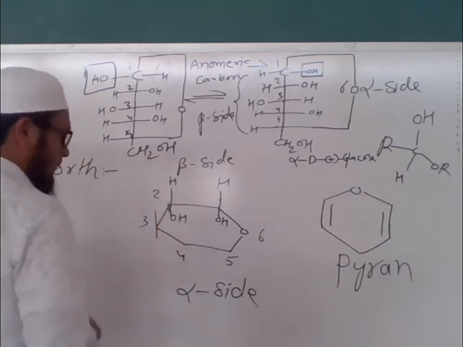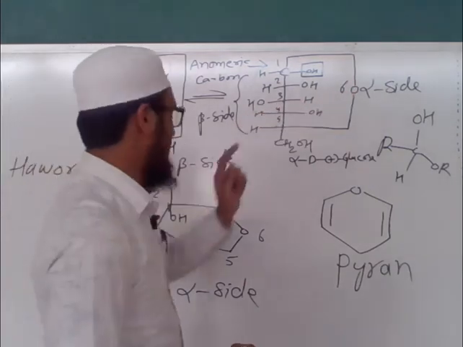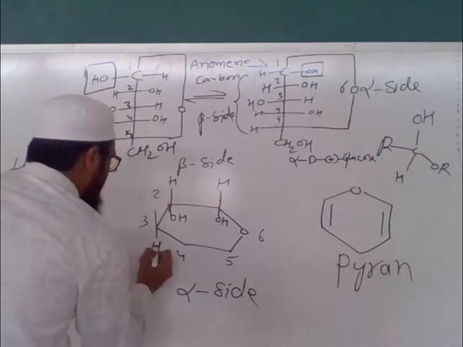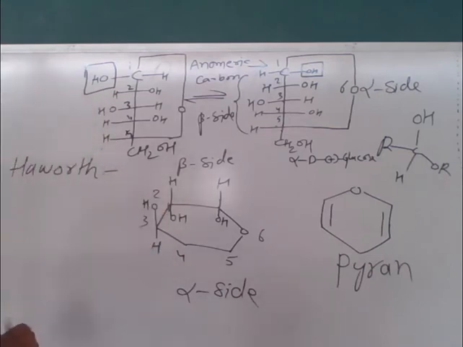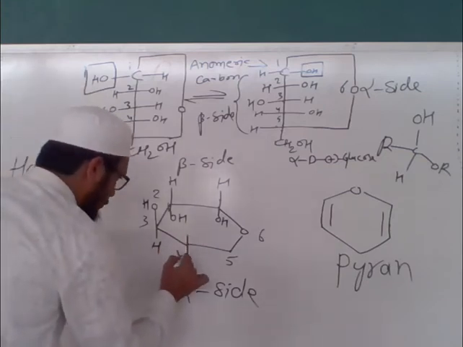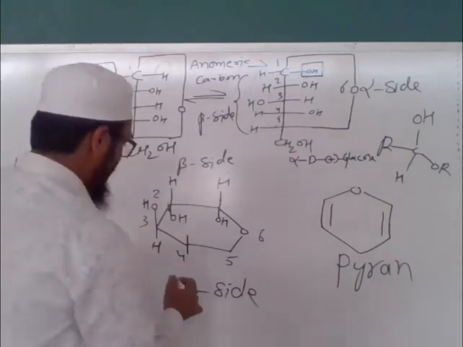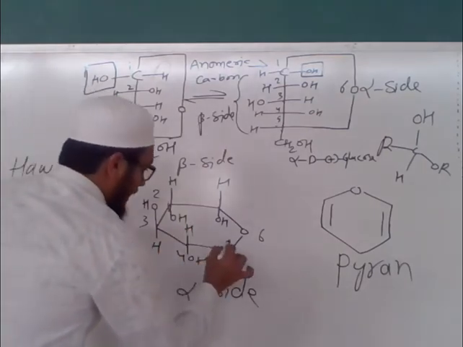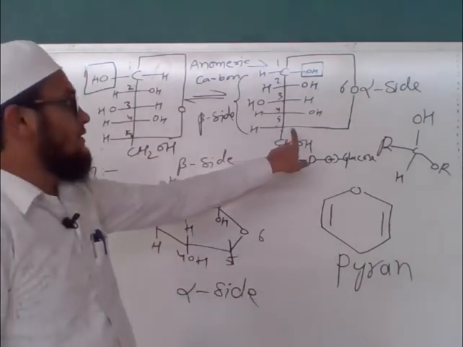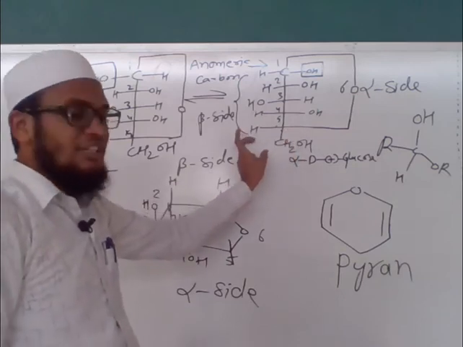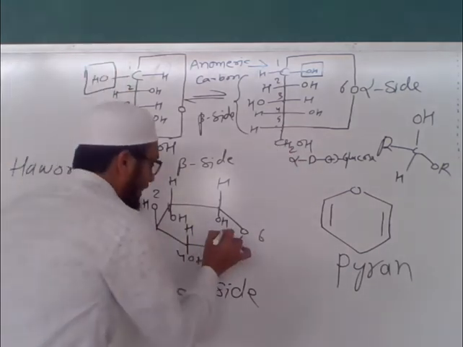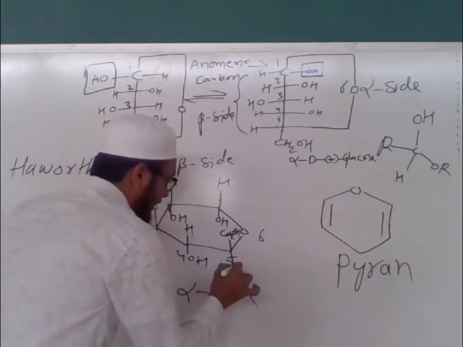Let's move towards carbon number 3. It has H towards the alpha side. So the alpha side is down on the structure. It has H below and OH above. What's next? Carbon number 4. Carbon number 4, alpha side OH. Let me write OH. Above, it has hydrogen. Carbon number 5. This one is 5. So at this position there is a rule: CH2OH will be above, and hydrogen is below.